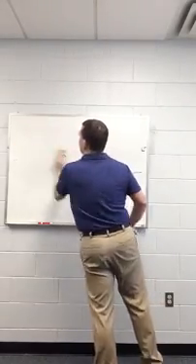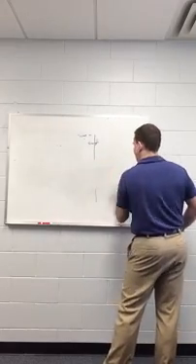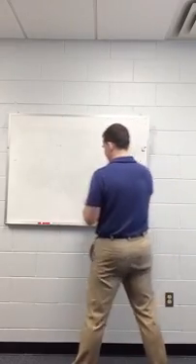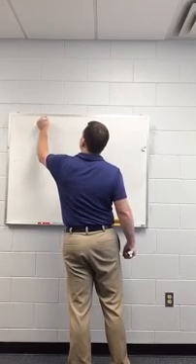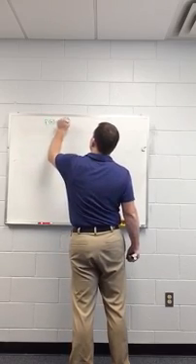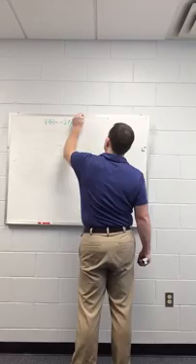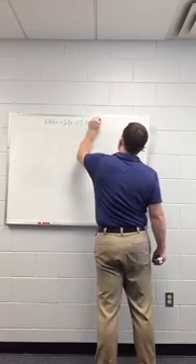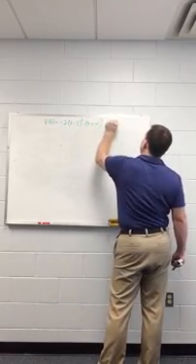So, we will do one or two more of these. Suppose I have f of x equals negative 2, x minus 3 squared, x plus 4 squared, x minus 5.